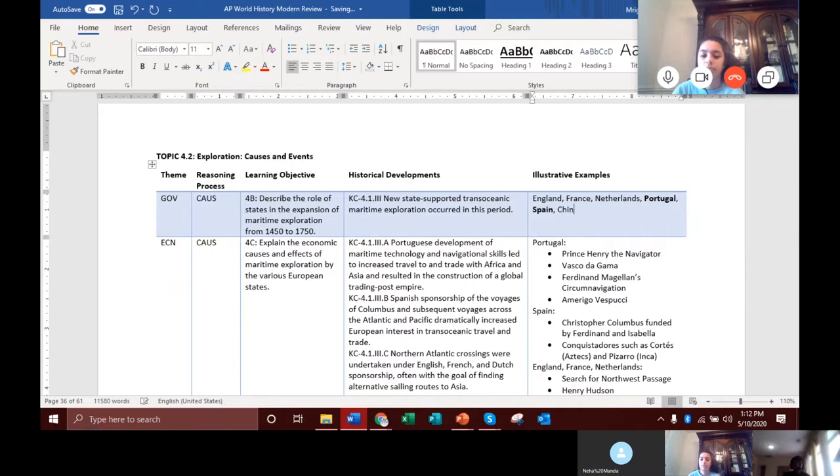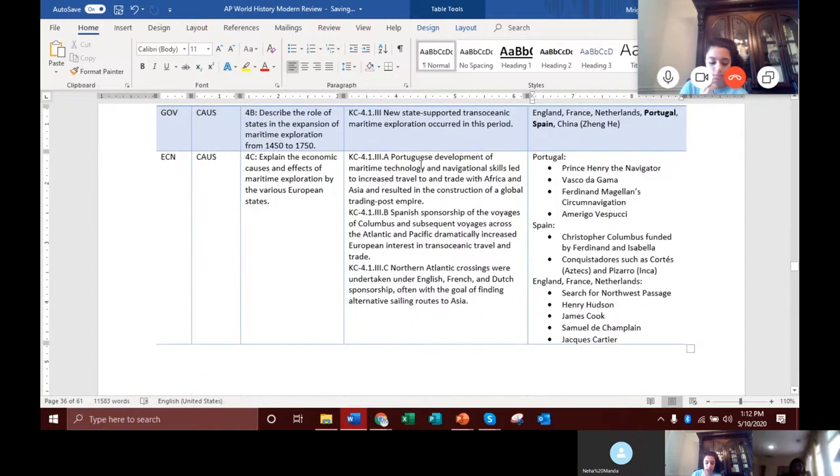We also have China, right? Yeah, because of Zheng He. Anyone else? Nope, that's it. Okay, good. And then Portuguese development of maritime technology and navigational skills. Okay. Resulted in, this is an important term, the global trading post empire.